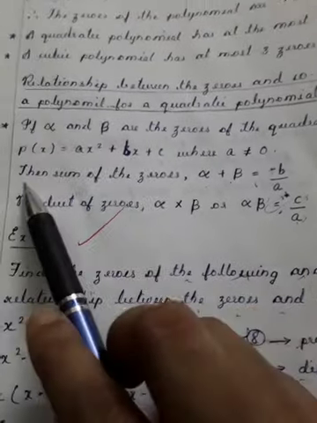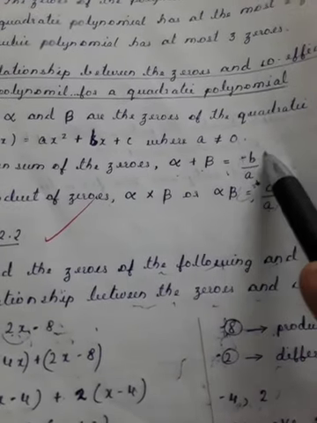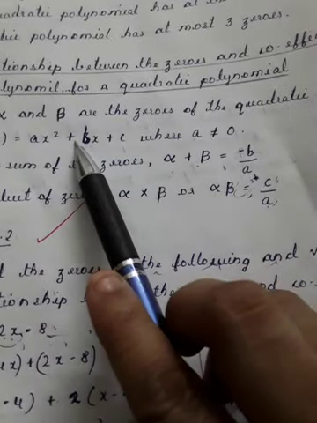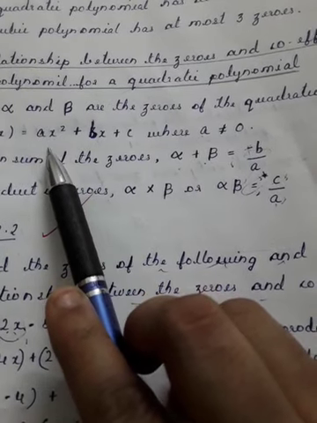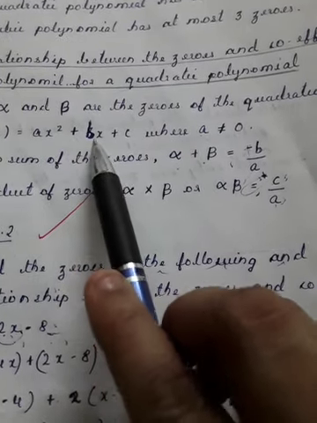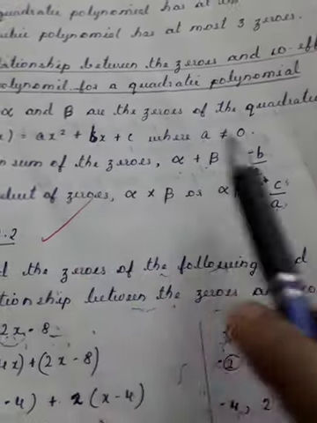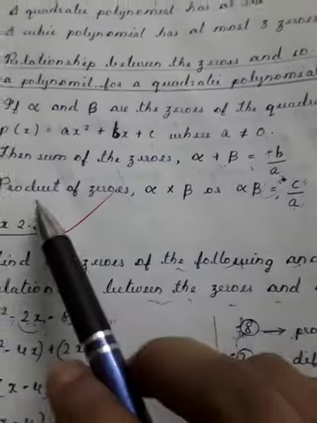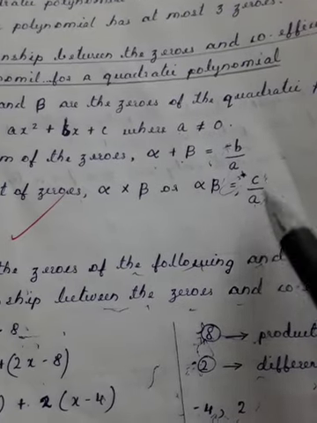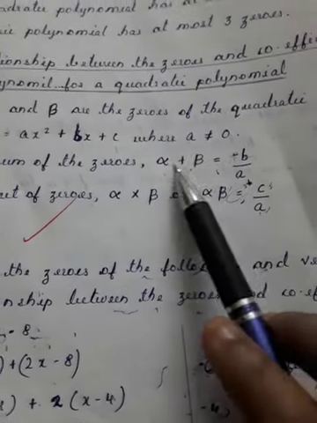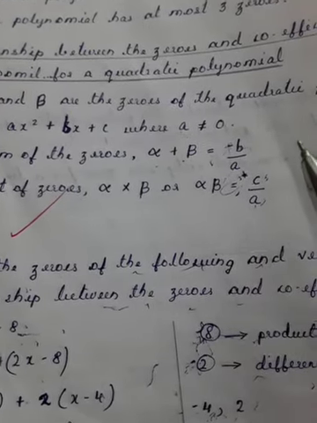Then the relation is: the sum of the zeros, alpha + beta, will be equal to negative b by a. Negative b by a means negative of the coefficient of x by the coefficient of x². Here the coefficient of x is positive b, that we should take as negative. So negative b by a. Then the product of zeros, alpha beta, should be c by a, positive c by a. This is the relation. Alpha + beta = -b/a. Alpha beta = c/a.